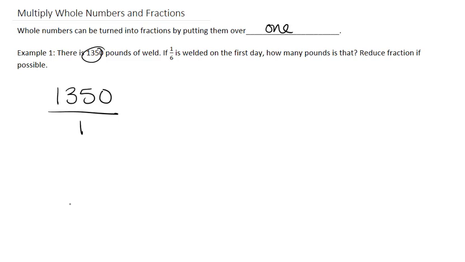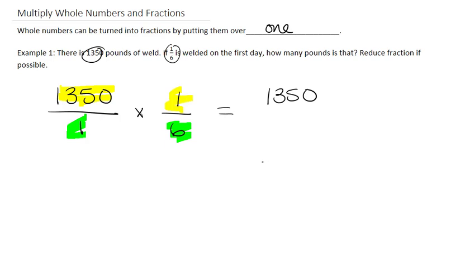now it's a fraction. Then we need to multiply it by 1/6, because this will tell us how many pounds of 1,350 is 1/6 of it. So when we multiply, we multiply what's on the top, and we multiply what's on the bottom together. We have 1,350 times 1, so 1,350, because anything times 1 is equal to itself. Then we have 1 times 6, so that's just 6.